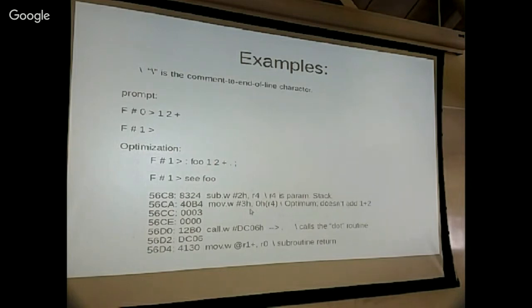And here's the key. We don't push a 1 and a 2 and then add the 2 together. The optimizer says, well, those are constants and added together, they're 3. So we just push the 3 onto the stack. It doesn't add the 1 plus 2, doesn't need to. And then this is a call to the print routine. So this optimization turns out to be really, really handy in making the code smaller and faster.